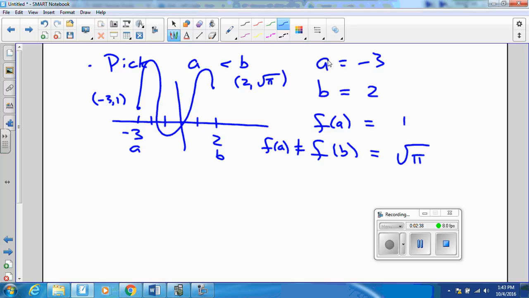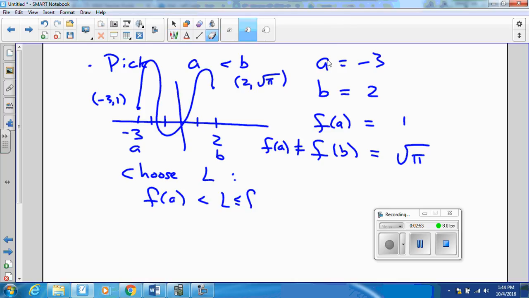Good. Now, here's our last thing. I want you to choose a number L such that L is between f of a and f of b. Now, my f of b happens to be bigger than my f of a, so I do it like this. But if your f of b is smaller than your f of a, then you would switch these two. Just make L in between those two values.